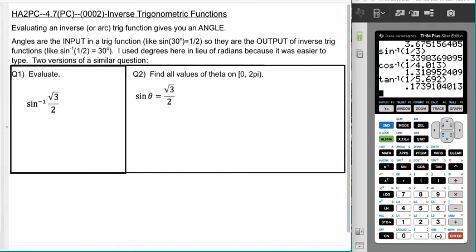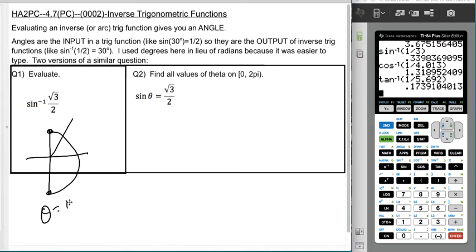So here are two similar versions of a question, but they're different questions. If you're asked to evaluate the arc sine of root 3 over 2, well, arc sine has a range restriction. So this is saying, where within the range restriction of arc sine is sine equal to root 3 over 2, and the only answer, assuming that we're in radian mode, is that theta is pi over 3, because that's the only answer in the range of the inverse trig function.